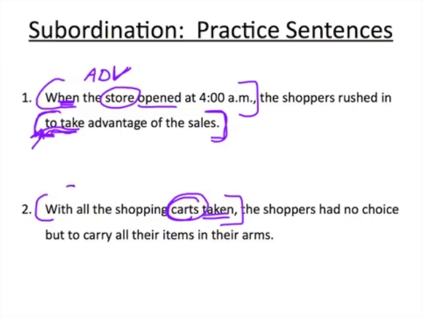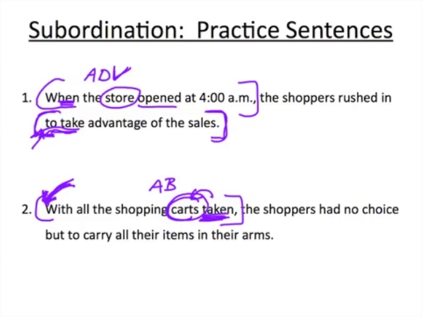Notice that we do not have any kind of subordinating word at the beginning here. With is not a subordinating word. Notice also that we don't have a main verb. Taken is a past participle, but it can't actually function as the main verb of a clause. You couldn't just say "the sandwich taken from the store," period, right? That wouldn't work. That's not a main verb. So we have a participle with a noun in front of it, carts, right? This is an absolute phrase. Do you see the structure that tells you that it's an absolute phrase?